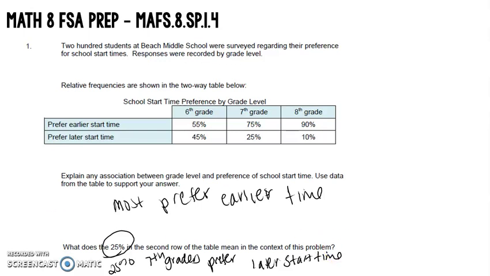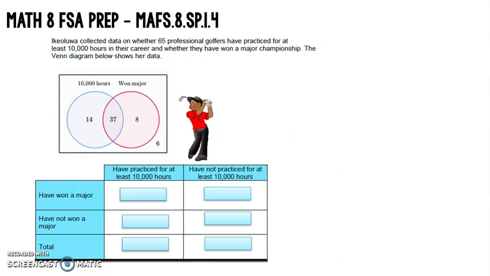All right, moving right along to this last problem. We collected data on whether 65 professional golfers have practiced for at least 10,000 hours in their career and whether they've won a major championship. The Venn diagram is below. So, let's interpret this. Have practiced for at least 10,000 hours and have won a major. What number would go in that box? So they've practiced for 10,000 hours and they have won a major. Well, that number would be 37 because that would be both.